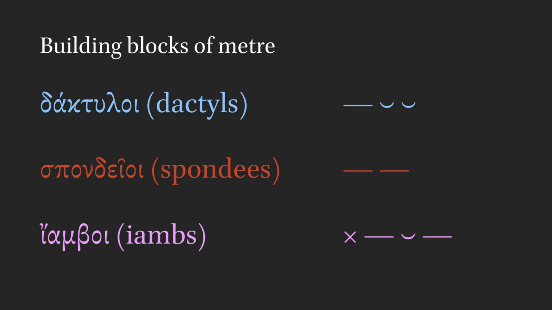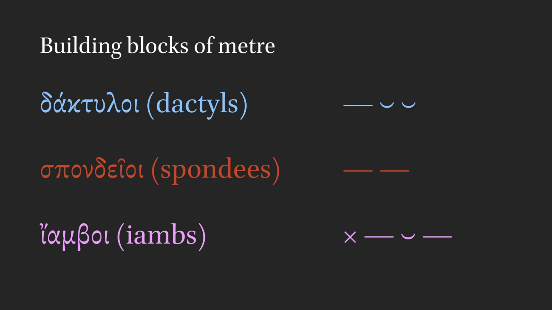The second building block is called a spondee. A spondee is made up of 2 long syllables, so that's 2 horizontal lines. The third building block is called an iamb. This term comes from a literary tradition called iambos that favoured poetry using iambs as a building block. Poets such as Archilochus and Hipponax wrote poetry in this style. Metres built primarily out of iambs are called iambic, which is how we get terms like iambic pentameter.